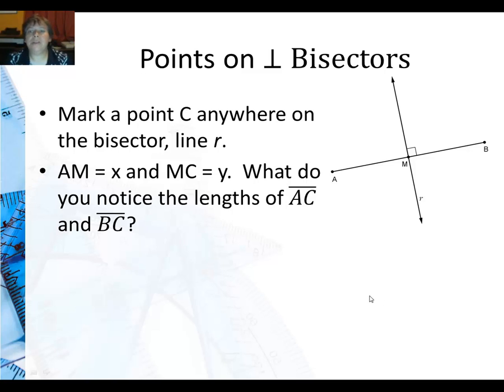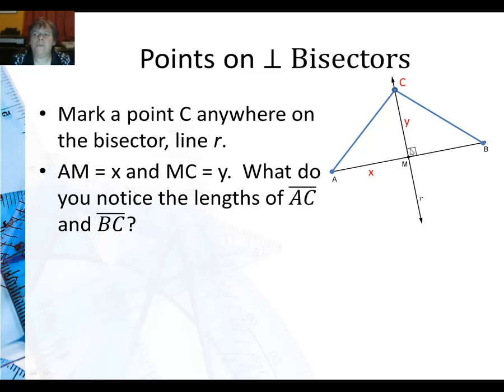So what we're going to do is take a look at a line that I tell you is perpendicular and goes through the midpoint. What's interesting about that? Well, first of all, we're going to mark a point C anywhere on the bisector. I don't care where you put it. Then I'm going to tell you that AM is X and the distance from M to C is Y. So we're going to look at the lengths of AC and BC.